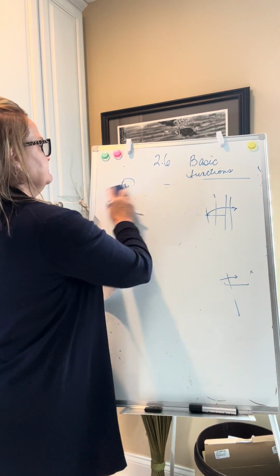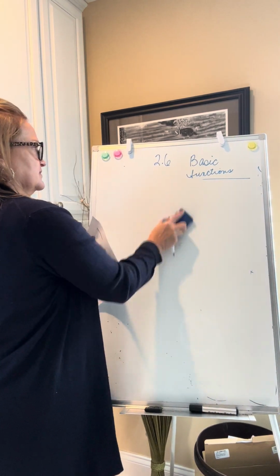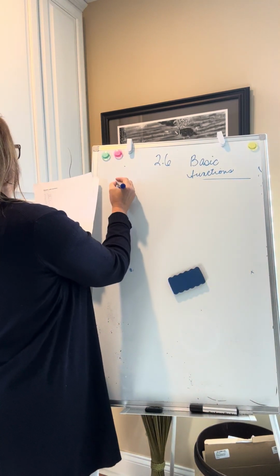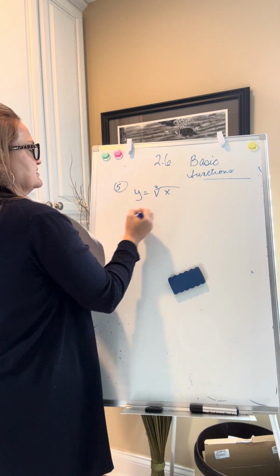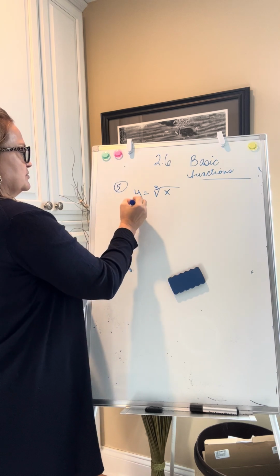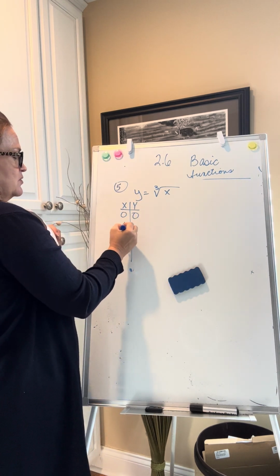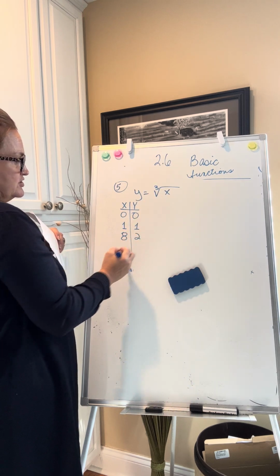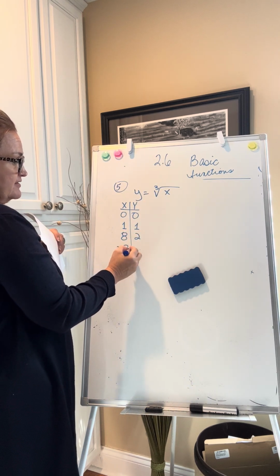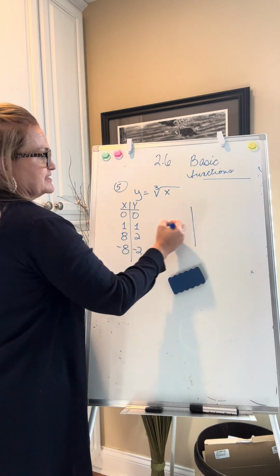Okay, next one, number 5. There's 10, right? So number 5. Cube root, y equals the cube root of x. You can plug in 0, get 0, 1 is 1. 8, the cube root of 8 gives you y is 2. If you plug in -8, it gives you -2, so those are some sample values.